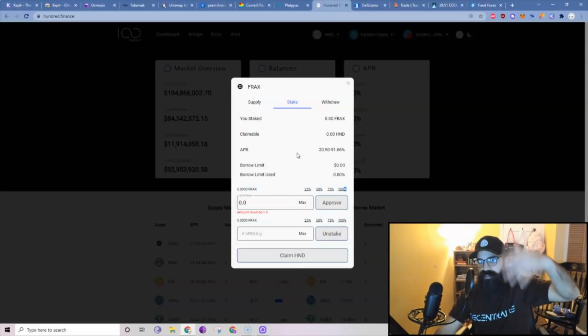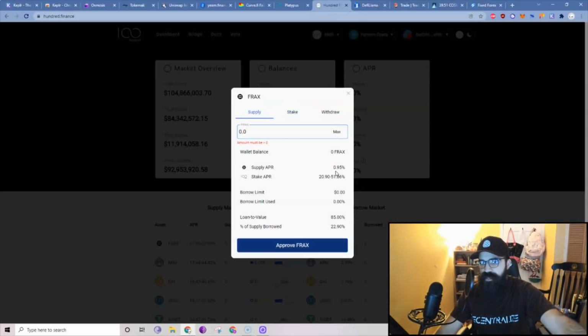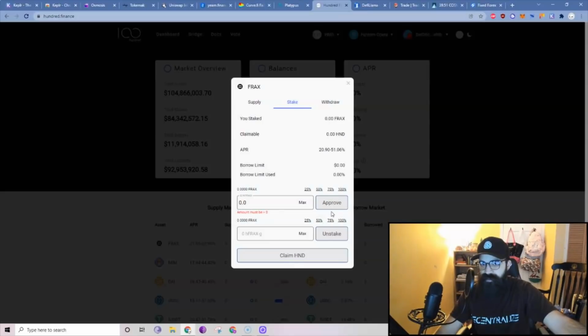Now the yield you'll be getting after it's staked is 20%, right? If you just supply, you'll only be getting 0.95%. If you supply it and stake it, then you'll be getting that 20% immediately, and you can crank it up to 51% by providing HND. So we need to know where we can provide HND.